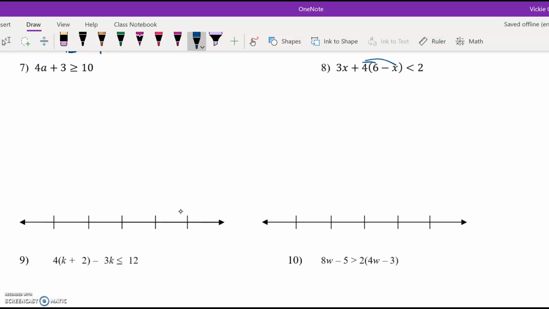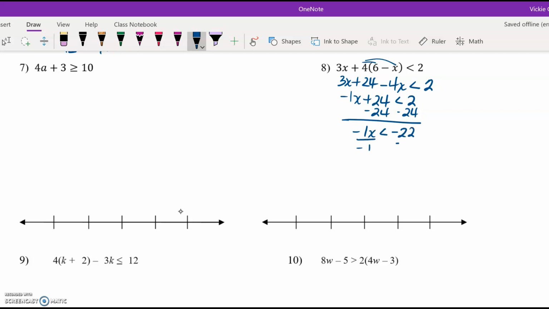I'm going to distribute, and I get 3x plus 24 minus 4x is less than 2. Okay, so now I'm going to combine my like terms. I'm going to get a negative 1x plus 24 is less than 2. You're going to subtract 24. You're going to get negative 1x is less than negative 22. Divide by a negative 1. So x, I've got to switch that inequality. I'm going to put switch inequality. x is greater than 22. In set notation, that's x such that x is greater than 22.